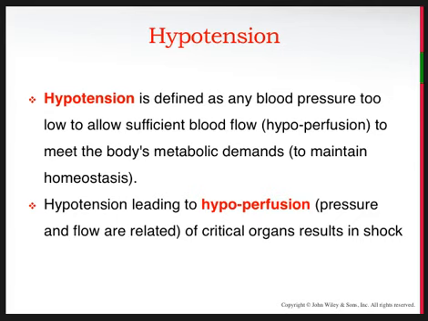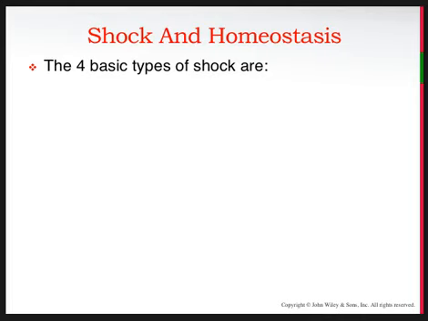And then when we talk about metabolic demands, what we're talking about is maintaining homeostasis. So are we getting enough blood flow to maintain homeostasis? When we have hypotension that leads to hypoperfusion, the pressure and the flow are related. And what we typically see are clinical signs of critical organ shock. So we're not getting enough perfusion, we're not getting enough blood flow to critical organs.